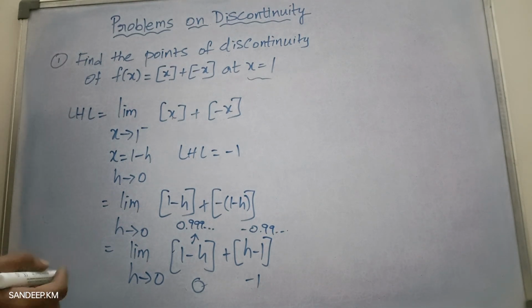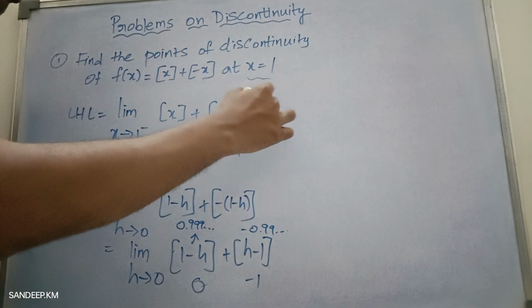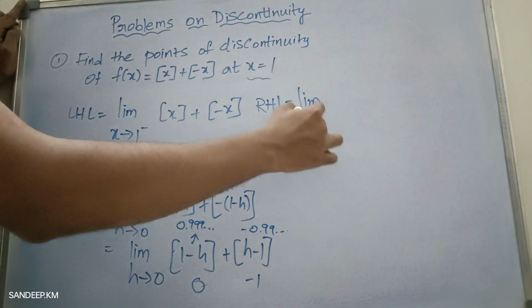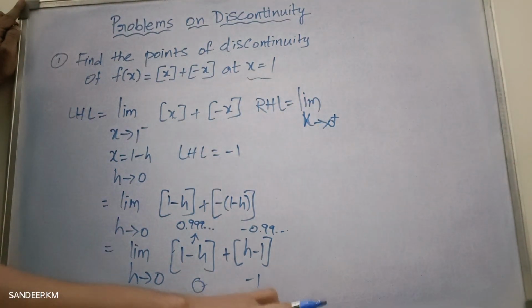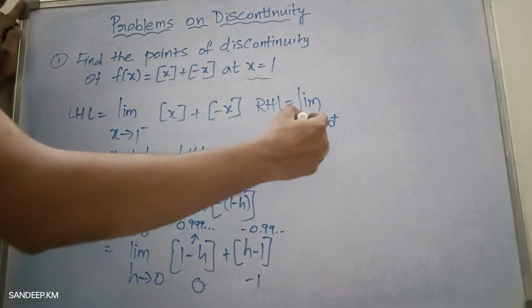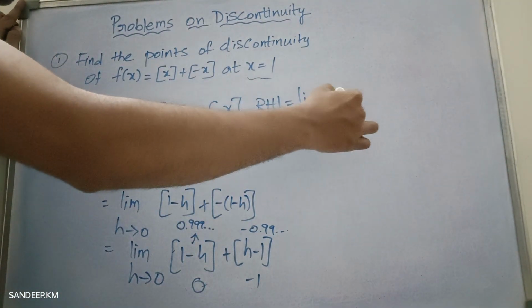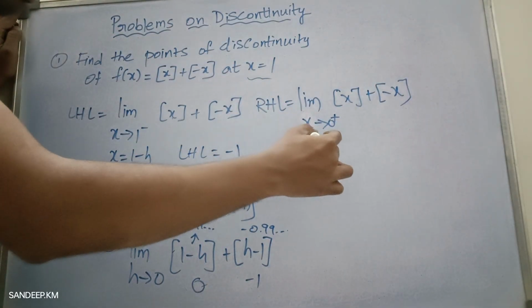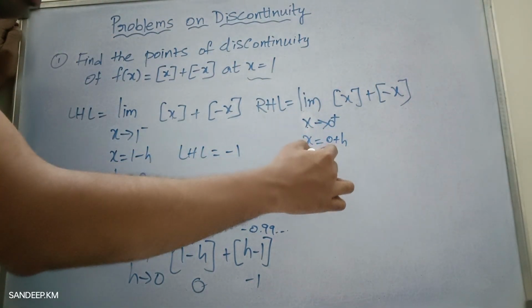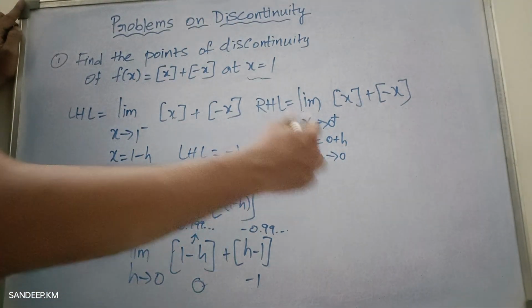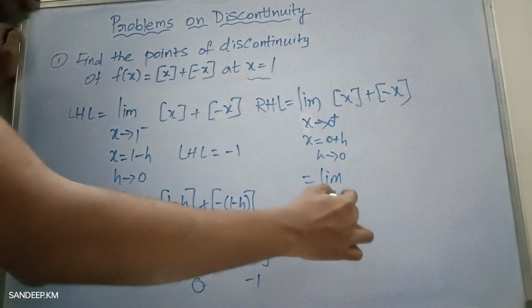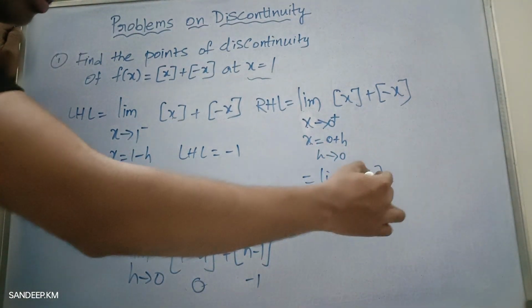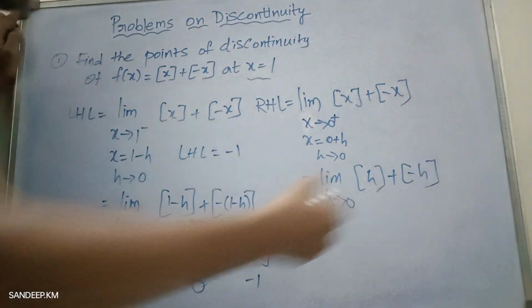Similarly, let us also find what is the right hand limit, RHL. So it is limit x approaches 0 plus, step x plus step of minus x. X approaches 0 plus means x is equal to 0 plus h, where h approaches 0. Correct? So the function becomes what? Limit h approaches 0. Instead of x we will write 0 plus h, which means h, plus step of minus h.